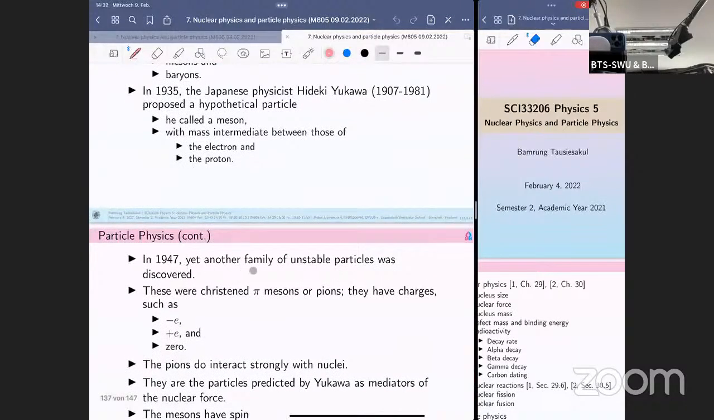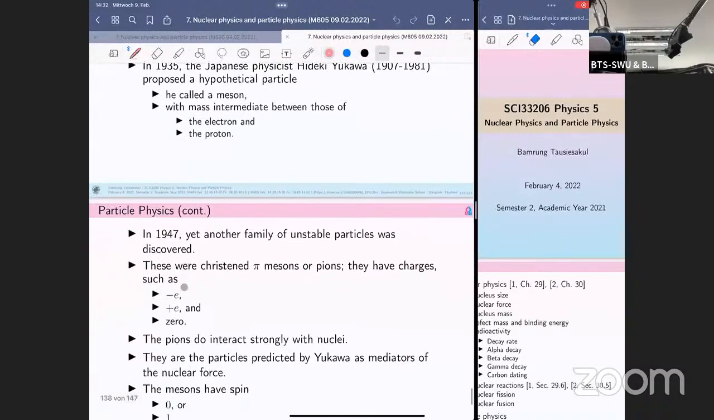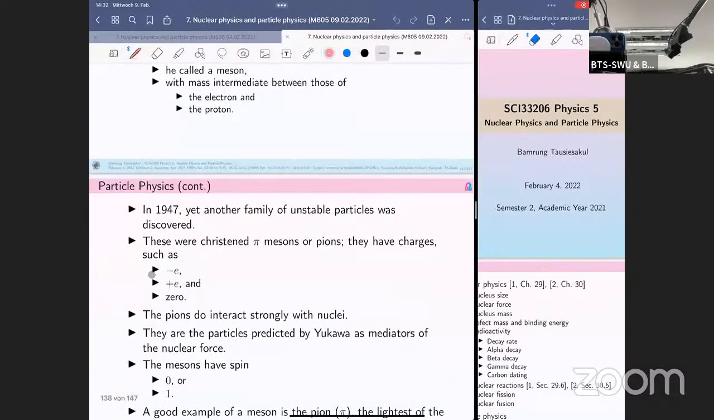In 1947, another family of unstable particles was discovered. It was not known yet, but it was later called pi meson or pions. They have charges in 3 ways.